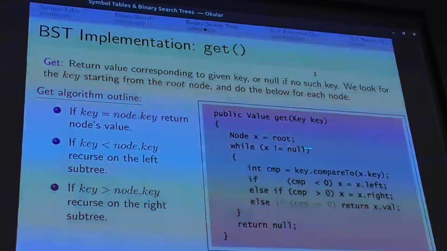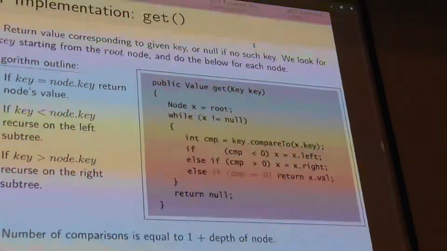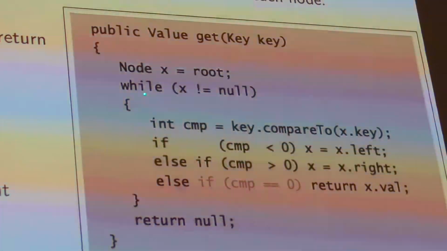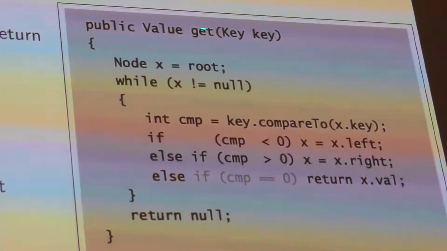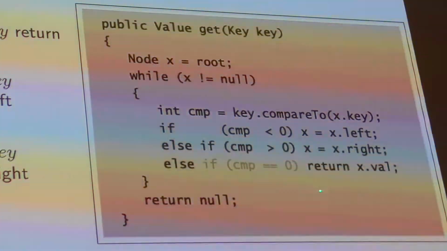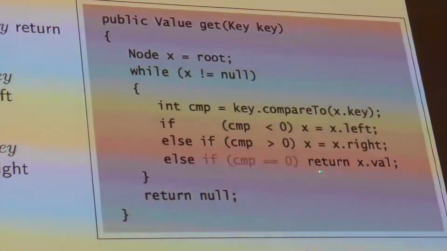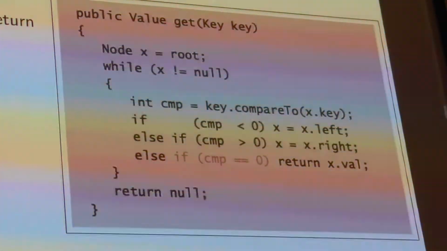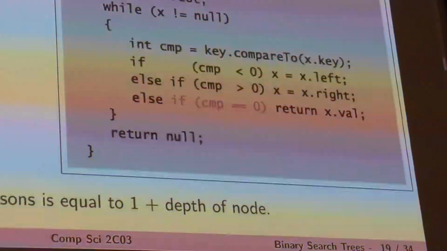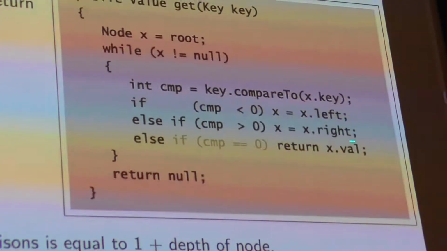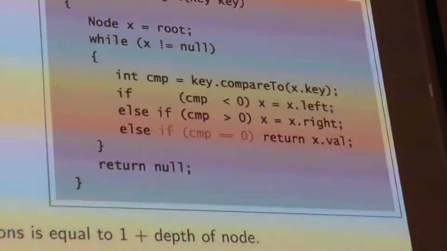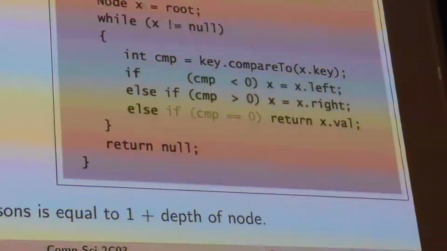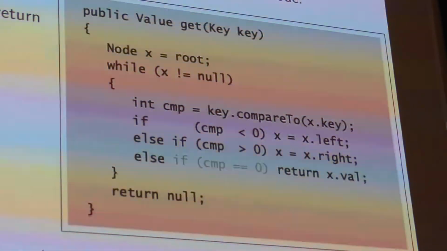So this would be a Java implementation of your get or search function for binary search trees. You'll notice that we are not using recursion here. We are maintaining a variable of the node type and reassigning that variable with references to either the left or the right node, depending on how the comparison comes out, right? So this is not a recursive version of this algorithm, but you could very easily write one.